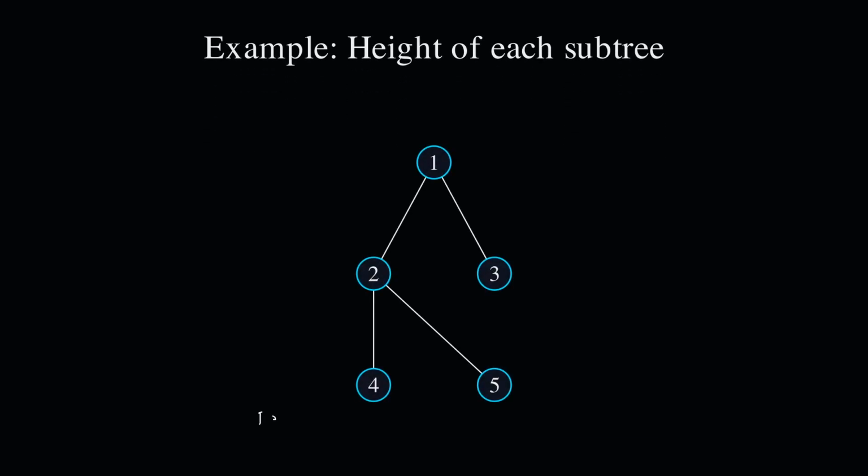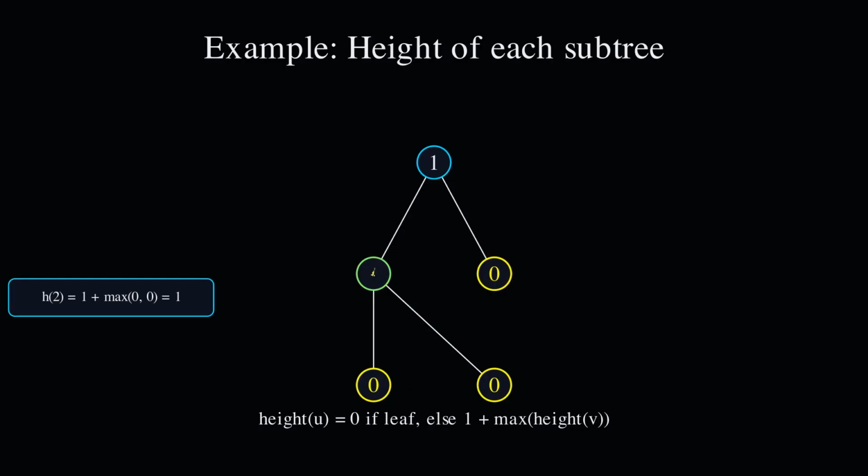The height of a subtree is similar. Leaves have 0 height. Every other node takes the maximum height among its children and adds 1. Again, we combine from bottom to top and we're done.